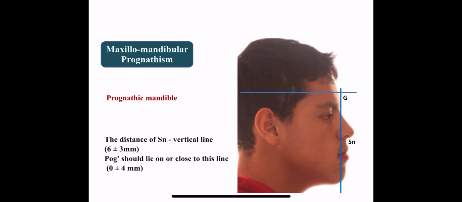Maxillomandibular prognathism. To know the maxillomandibular prognathism, we draw a line from glabella perpendicular to the floor and another line parallel to the floor crossing this line, and this angle has to be 90 degrees. The distance of subnasal from this line has to be 6 plus or minus 3, and it was normal here, and Pogonion should be 0 plus or minus 4, which was more than that for this patient, meaning he has a prognathic mandible.